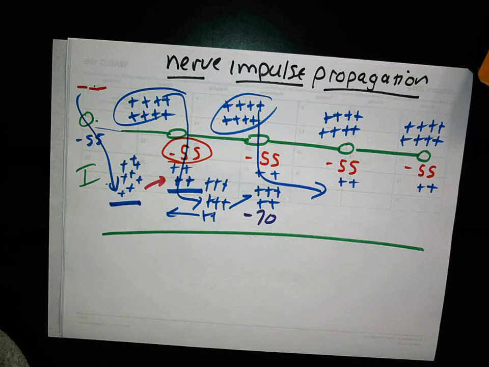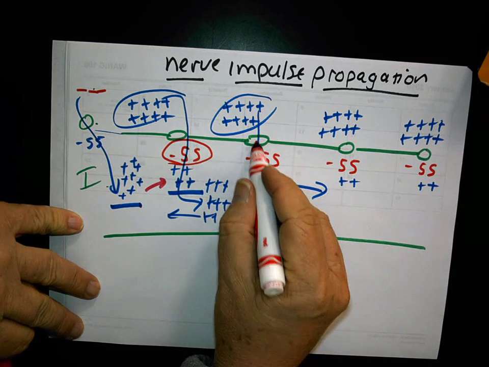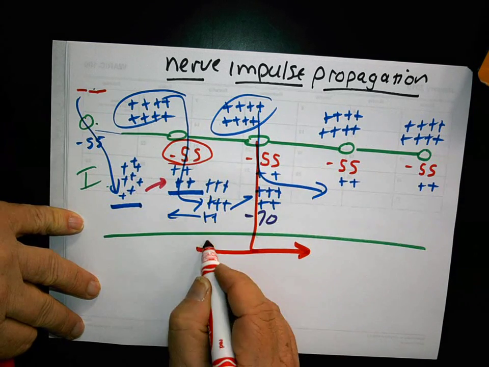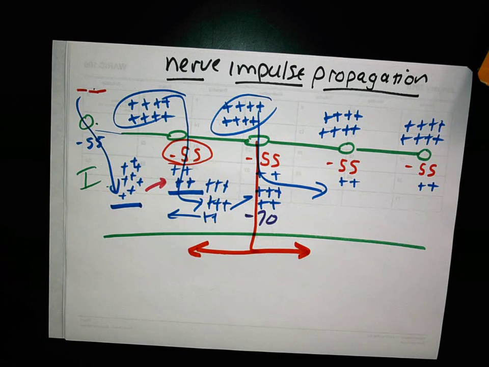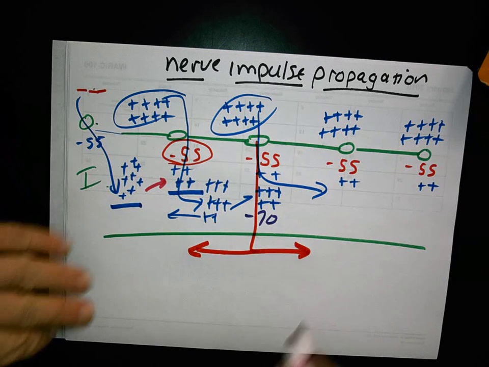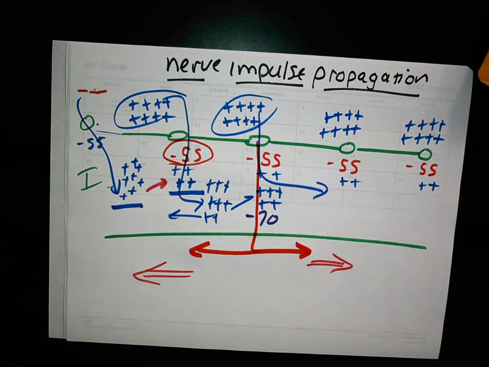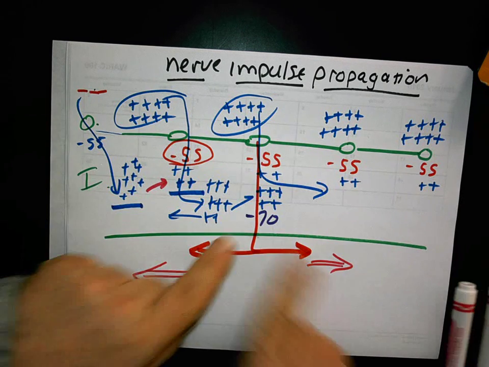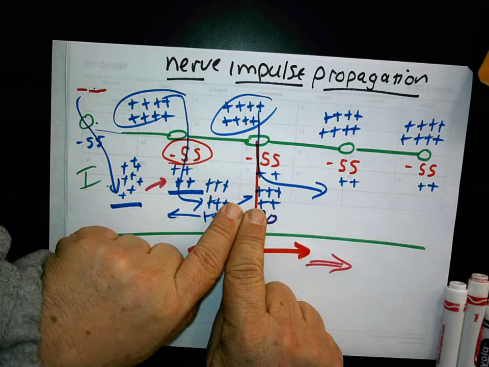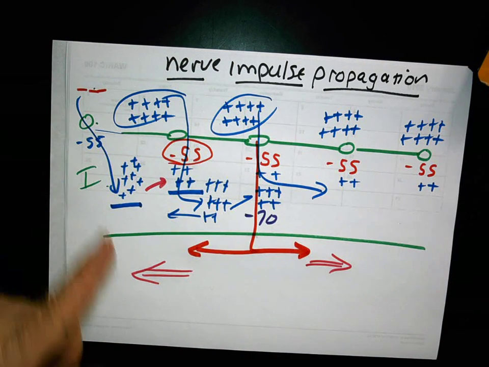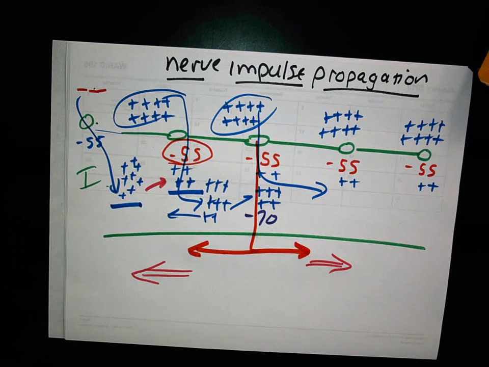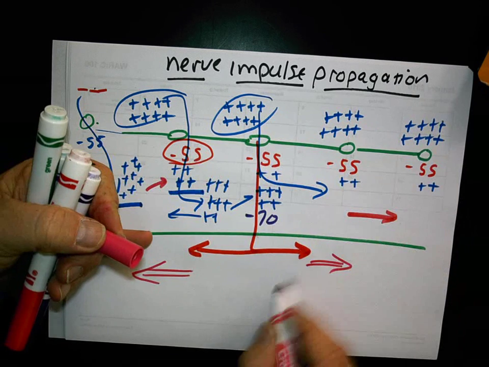I have a question for you. Let's look right here. The sodium is going to diffuse this way, it's going to diffuse this way. Diffusion is diffusion. It doesn't have direction. Why does the impulse then only travel this direction and not this direction? Well, it can go either way because it diffuses either way. Why does the impulse, remember those negative charges, only travel that direction and not that direction?